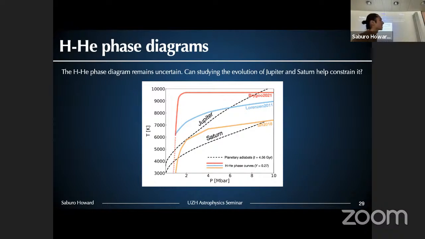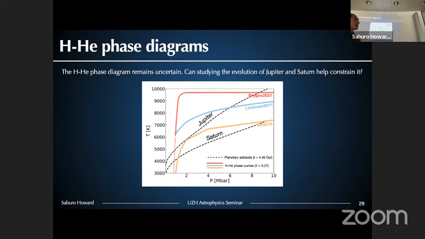So what happens here is that typically a giant planet will start very hot, so probably around here, and it will cool down and eventually intersect with those phase curves. And if you look, for instance, at the orange curve, the intersecting region of Saturn, for instance, here, will be the region that undergoes this phase separation of hydrogen and helium. And this will lead to this formation of droplets of helium that will sink in the deep interior. And this can significantly affect the thermal evolution of your planet.